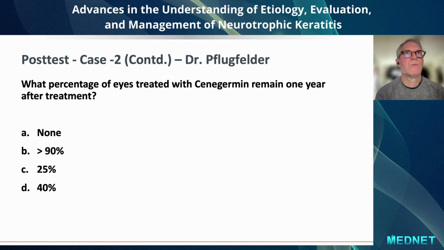So if we go back to the question, what percentage of eyes treated with cenegermin remain healed 1 year after treatment? You can see the majority of you got the correct answer, which is greater than 90%. You may remember in my slide showing the results of the EU and the US trial, that the Bonini trial in the EU showed greater than 90% of the eyes remain healed at 1 year post cenegermin treatment.